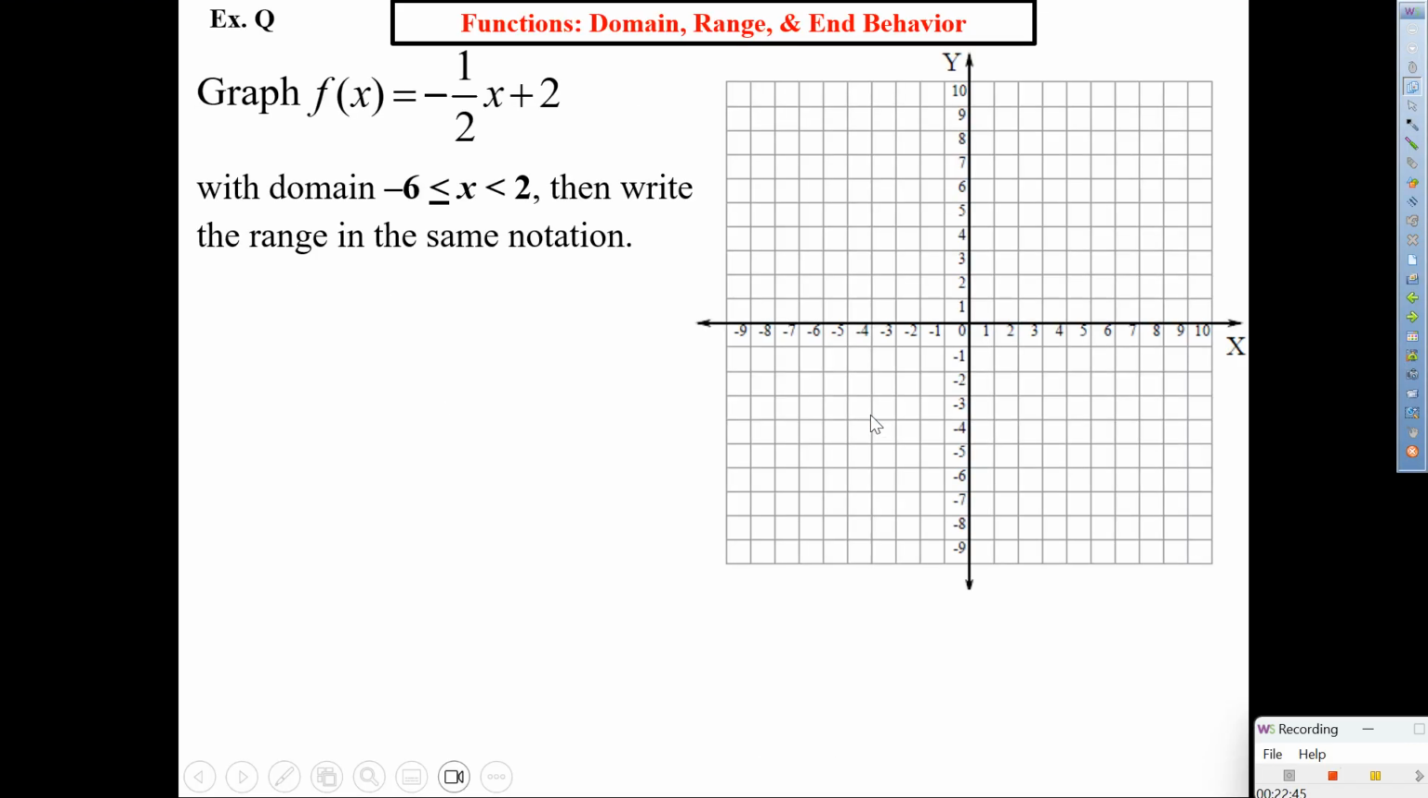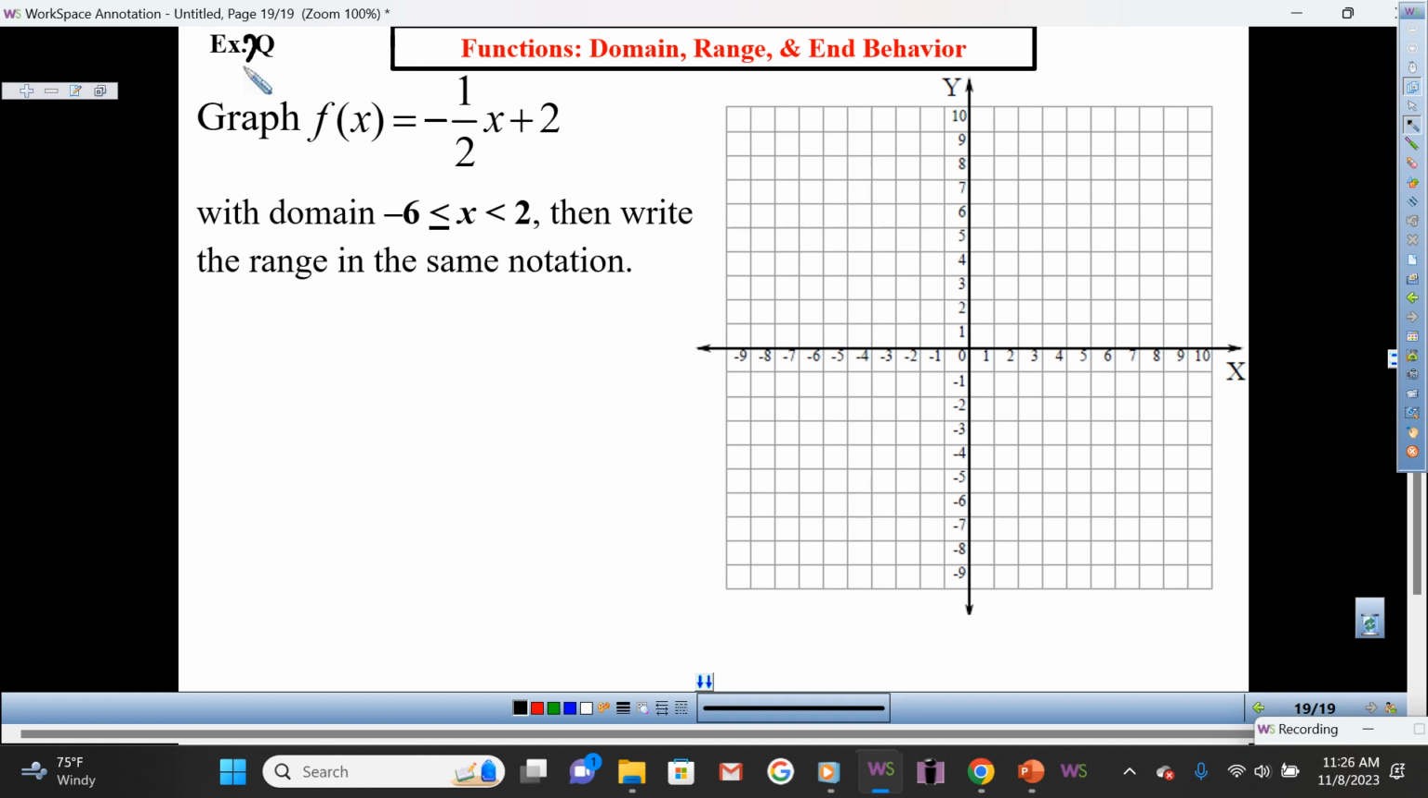Look up, please. Go to the big graph, the other big graph, and write example. This is going to be example 2q. I want you to write this on the top left. Graph f of x equals negative 1/2 x plus 2 with domain negative 6 less than or equal to x less than 2. Then write the range of the same notation.